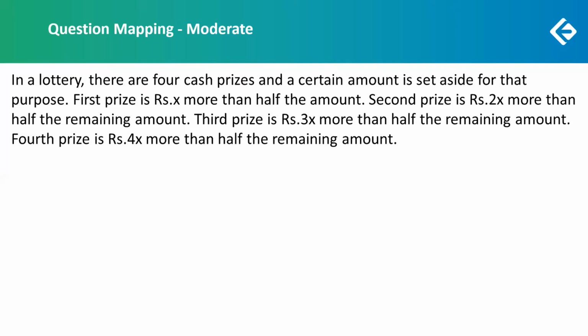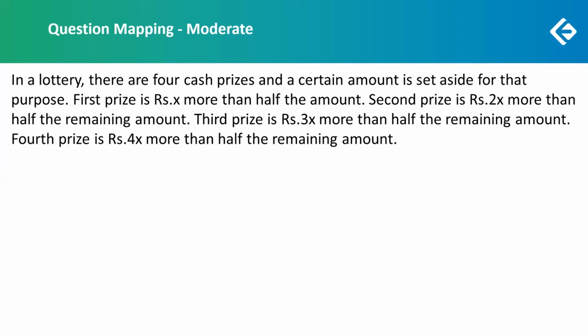Now here, if we had proceeded systematically from the beginning, let the total amount be, for example, A. So the first prize will be X more than half the amount, so A by 2 plus X. Then we could have found what is remaining. Then the second prize will be half of that plus 2X. Then again, what is remaining? Then third will be half of that plus 3X, and so on.